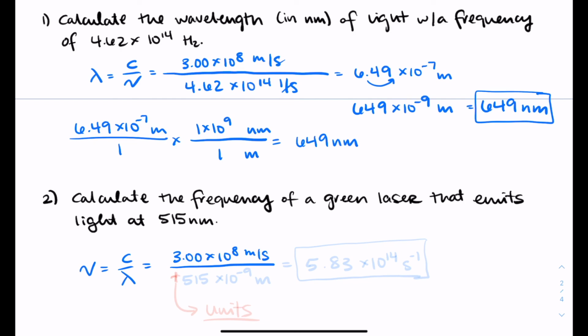So you could just write 515 times 10 to the minus 9th meters. And that's still the same magnitude. It's just not in proper scientific notation. But it doesn't matter because it's just a part of the calculation. And after we plug it in, we'll have our 5.83 times 10 to the 14th inverse seconds or hertz. You could write it as hertz.